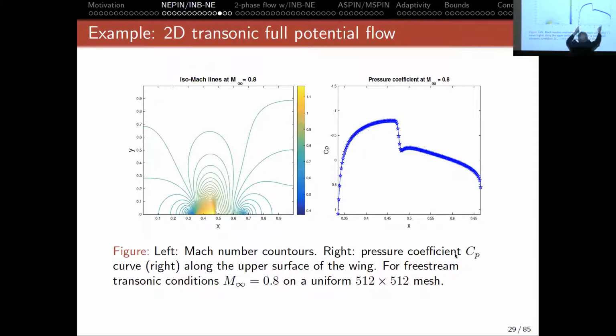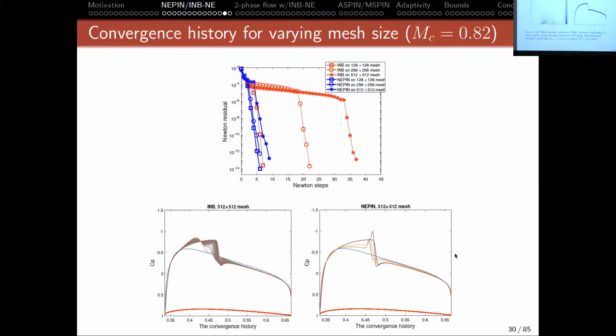This plot here is the middle third of this here. And this is on a uniform 512 by 512 mesh. And you can see again in red the inexact Newton with backtracking for 3 resolutions, struggling to find the shock and then converging right away, whereas the nonlinear elimination knocks it off early.